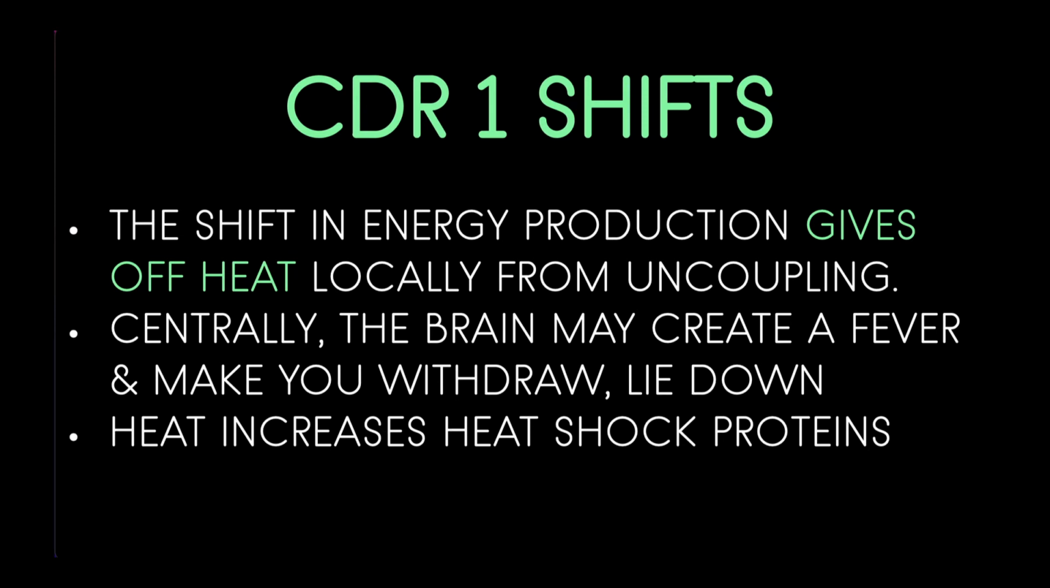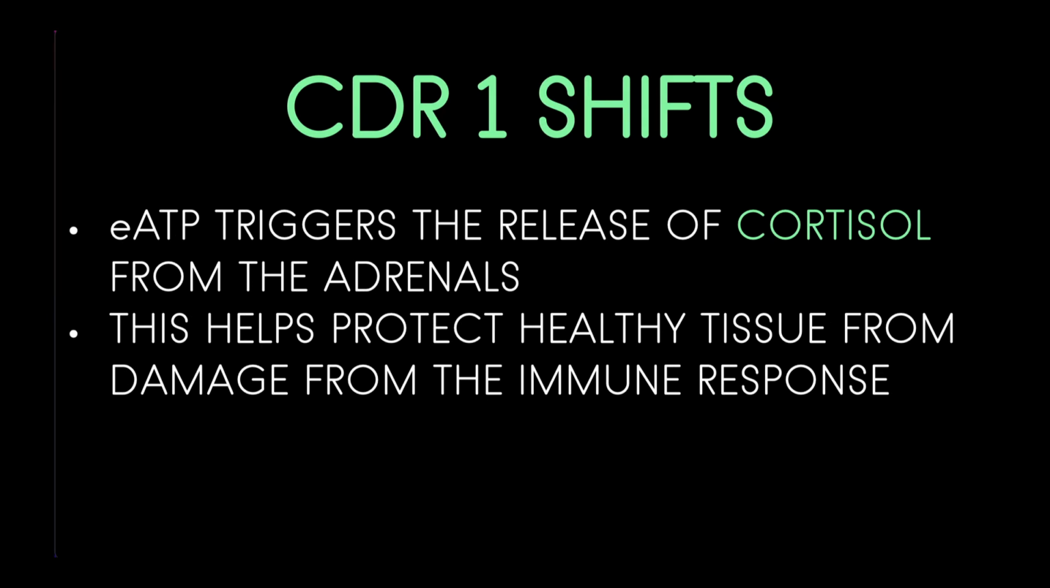And the heat that's created by this process increases something called heat shock proteins, which are known as chaperone proteins. These are proteins that help other proteins fold more accurately. So this is a really helpful thing and can prevent certain neurodegenerative diseases and other chronic inflammatory issues. Extracellular ATP triggers the release of cortisol from the adrenals.